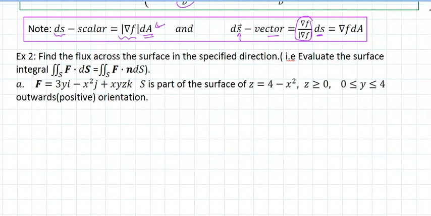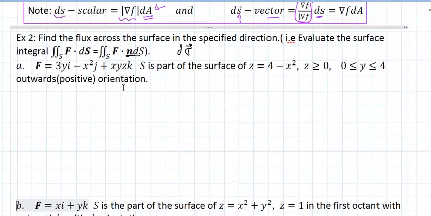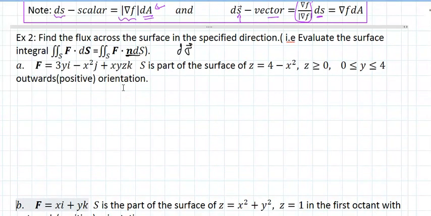So let me start with the second example. It says find the flux. They could ask you this so many different ways. Find the flux across the surface in the specified orientation. A lot of times they say evaluate the surface integral. That's all they say. And remember, you could use, that's the same thing. Now, n takes on the orientation and everything's normal, but when I say normal, I don't mean normal as in the normal vector. I mean everything goes back to our traditional work.